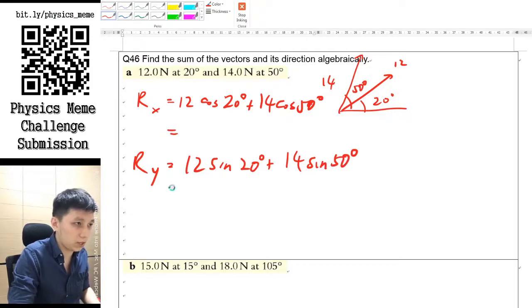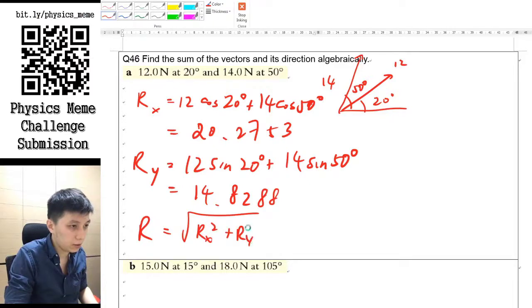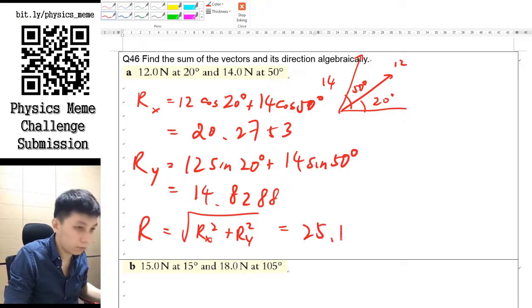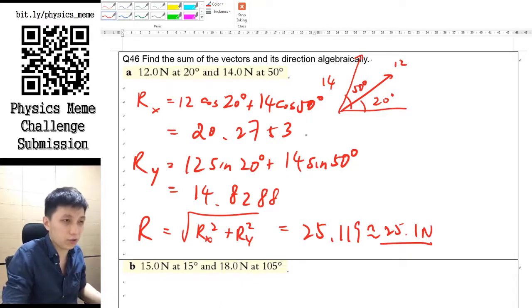Use your calculator. Then as usual we find the resultant magnitude through the Pythagoras theorem, square root of Rx squared plus Ry squared. That's going to be 25.119, so round it to 3 significant figures, 25.1 Newton. Actually it's force, so I should use F.